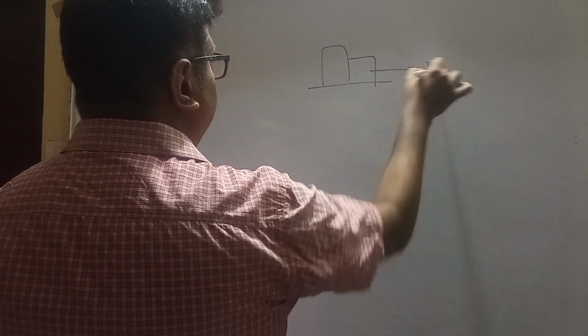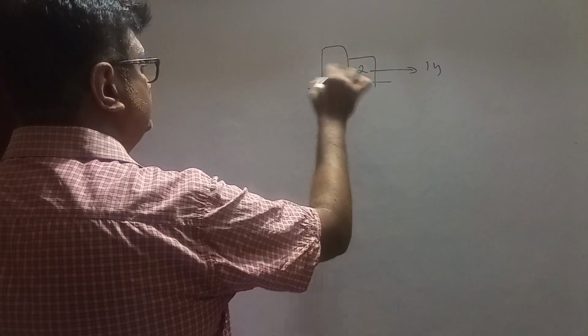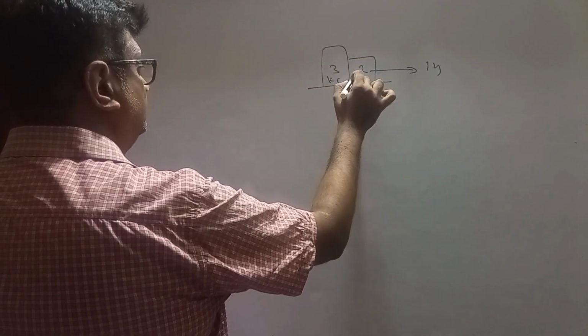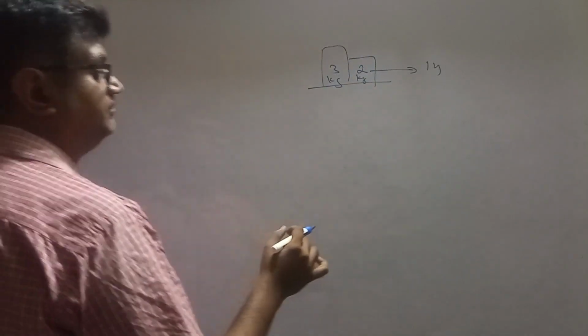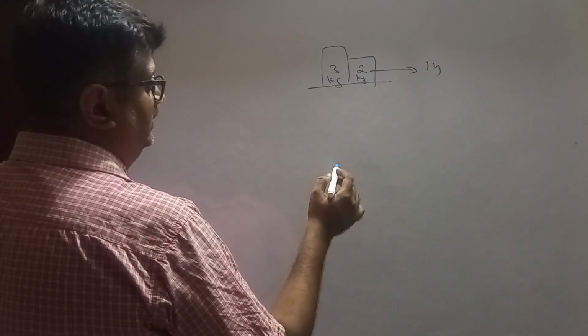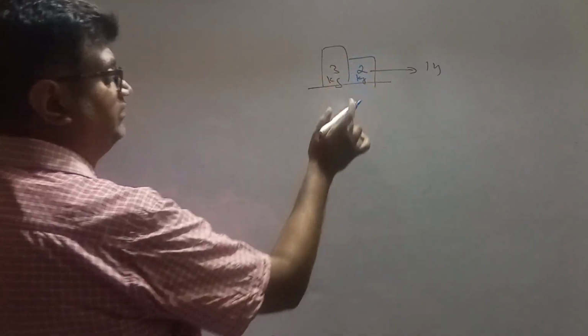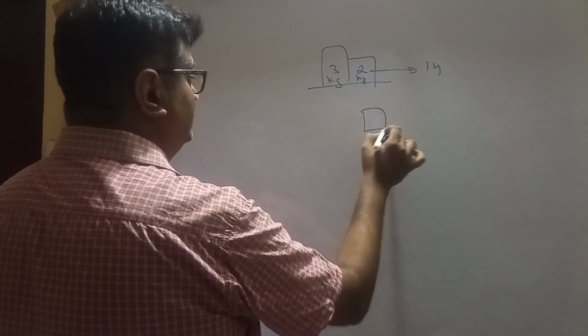So I am applying a force of 14, and this is 2 kg and this is 3 kg. Okay. So I want to know what is the contact force between these two. So I can write it like this. I will write the free body diagram for the 2 kg block.